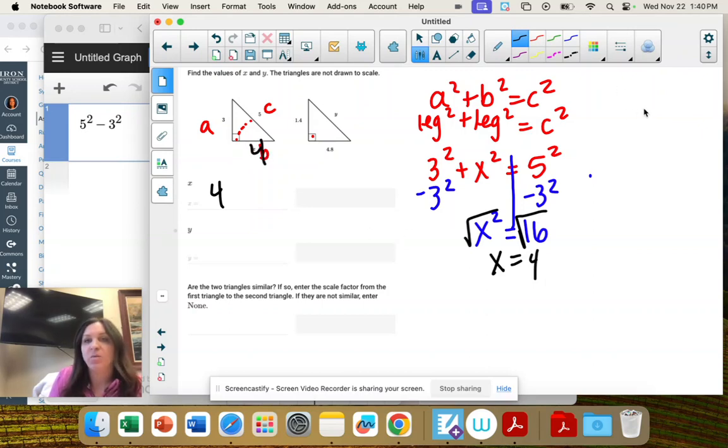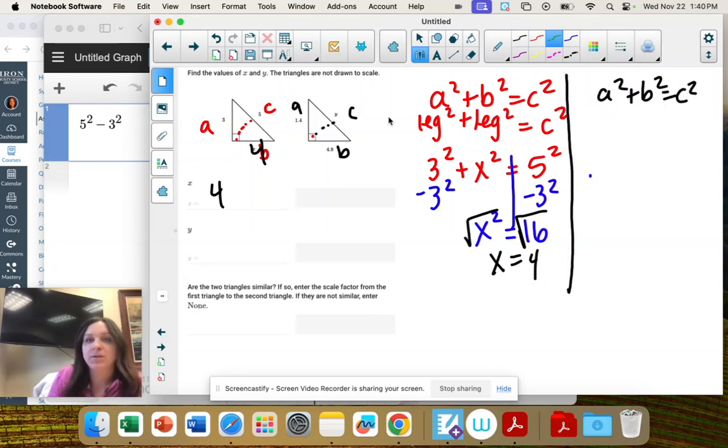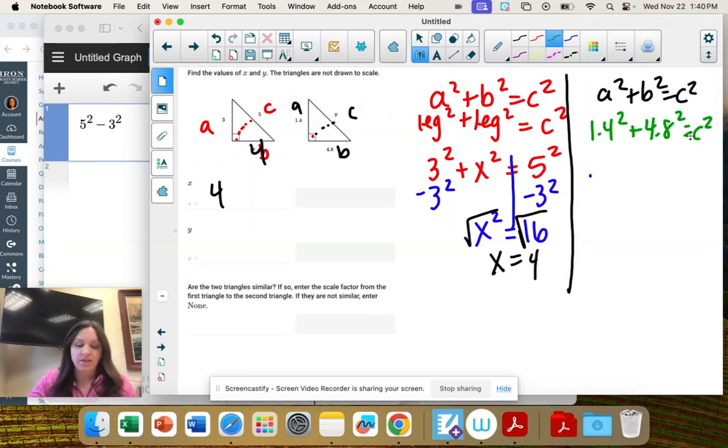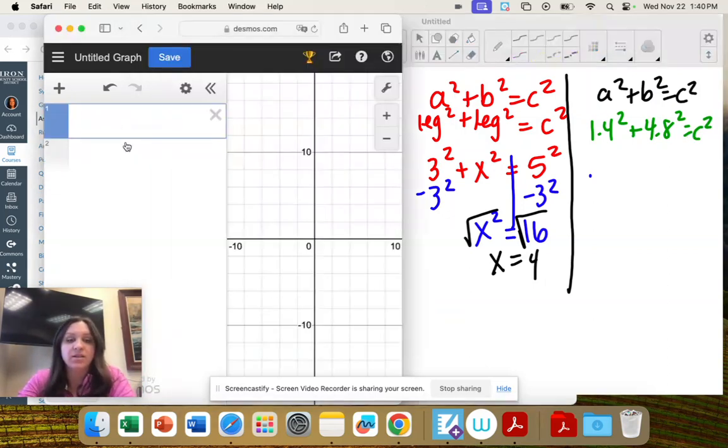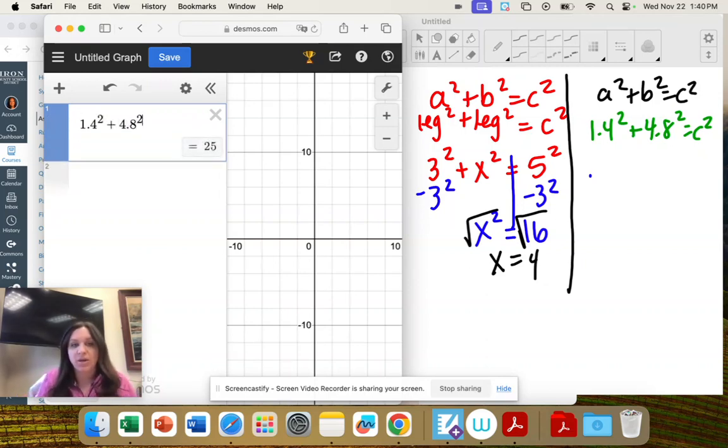Okay, now let's find y, and we're going to do the same thing, a, b, c. So c is the hypotenuse. So this one should be easy. 1.4 squared plus 4.8 squared equals c squared. And that we just get to put in the calculator because it's all on one side of the equal sign. So 1.4 squared plus 4.8 squared is 25.